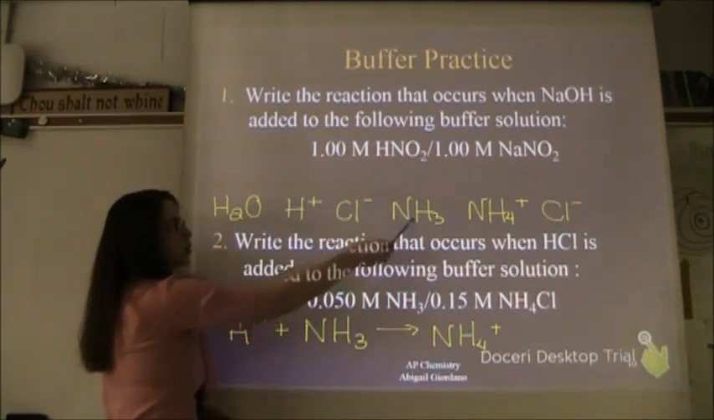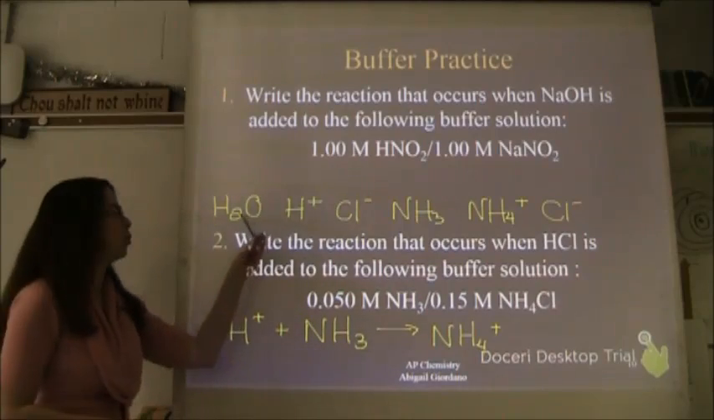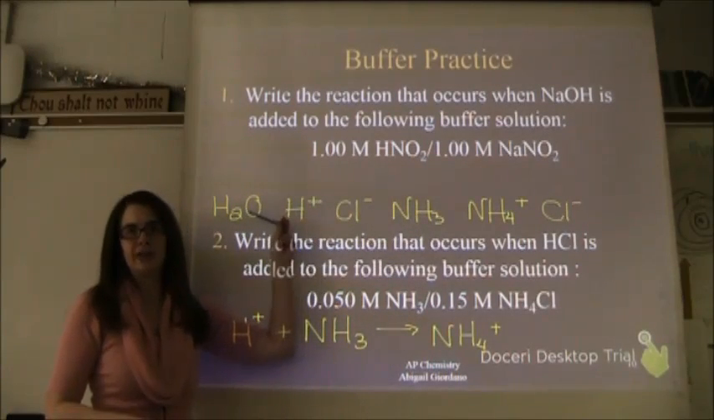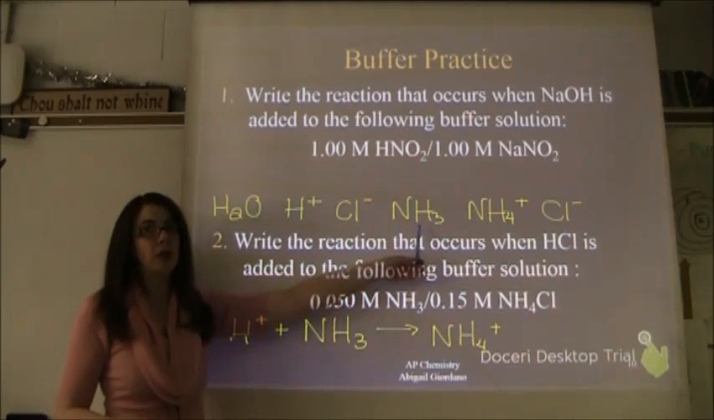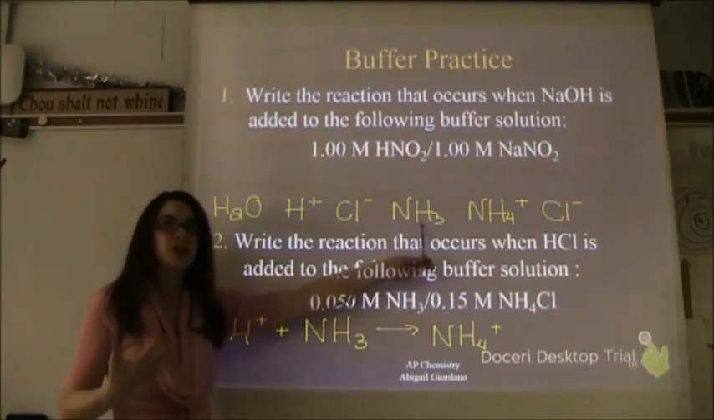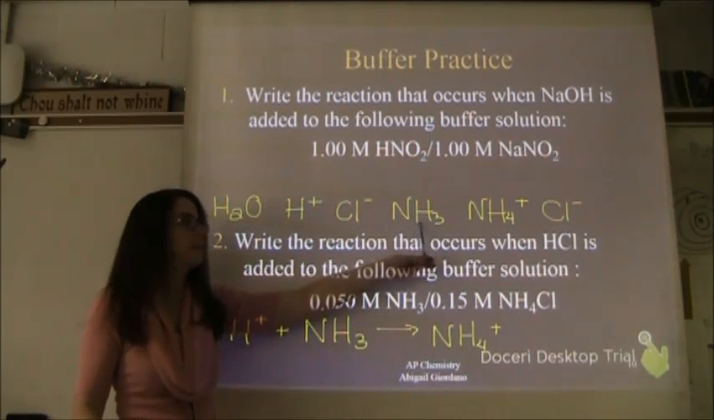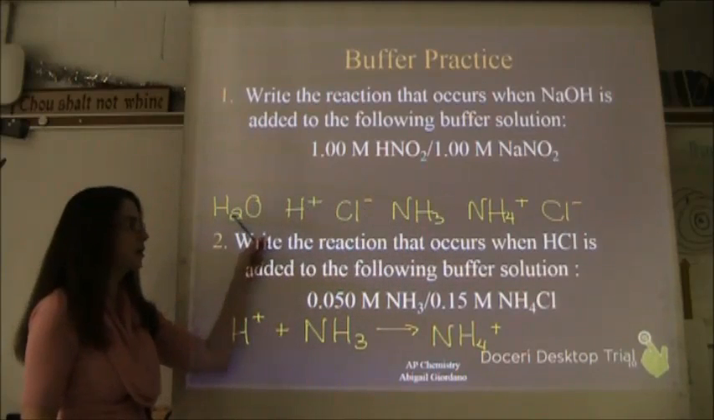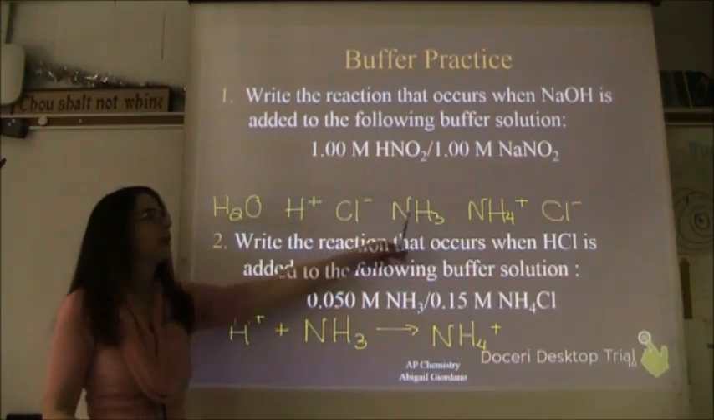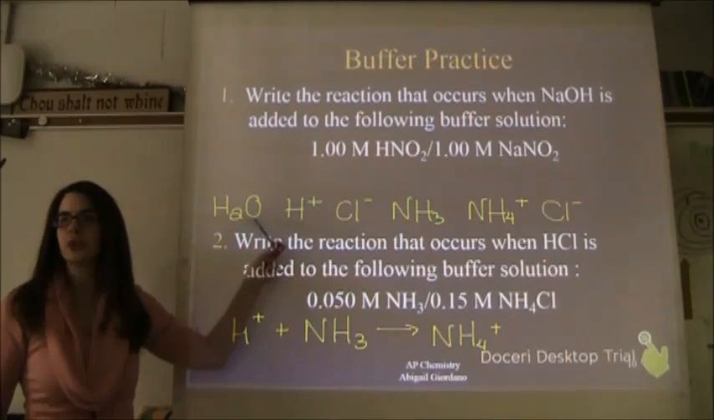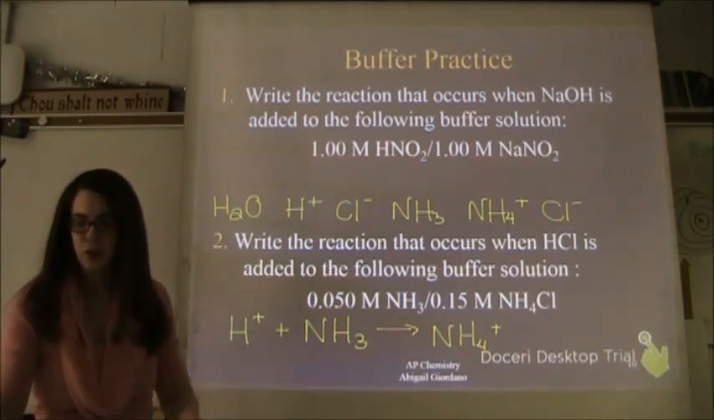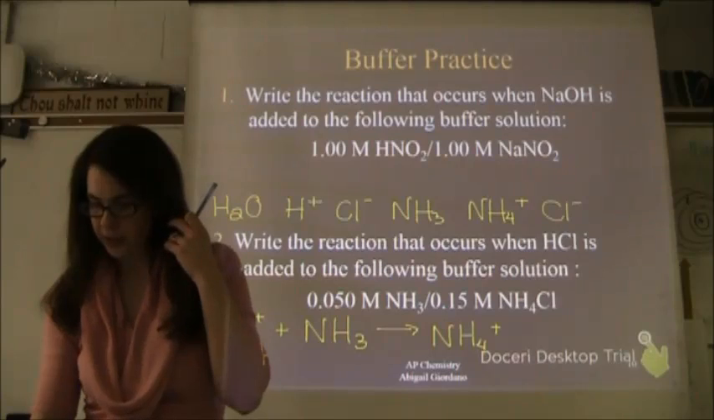Okay. Now I try to keep it simple by just saying which one of these is more basic. Well, again, guys, I would expect you to know at this point, ammonia is a weak base. It's going to be more basic than water. Okay? But even if you didn't know that, think about what the reaction would look like if you chose water. It would look like this.